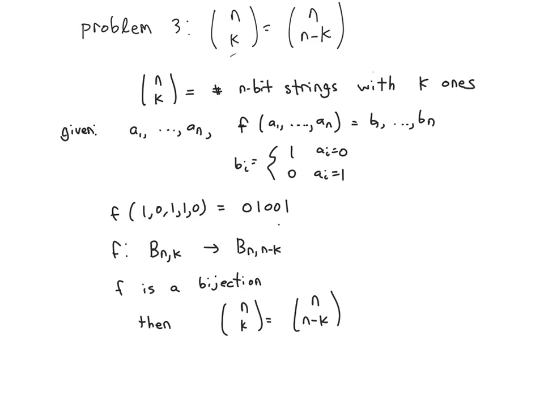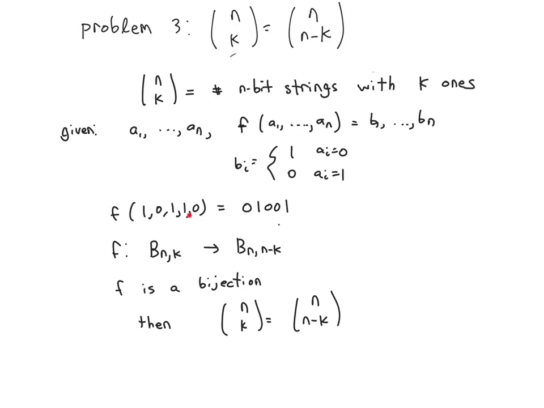Well, one way to do this, that's the subset notion. I'll use the bit string interpretation. So this is the number of n bit strings with exactly k ones. And this would be the number of n bit strings with exactly n minus k ones. Well, how could we actually match these things up? Given a sequence a1 through an, a bit string, we'll define f to be a new bit string. Basically, it's swapping the roles of 1 and 0, where ai is 0, bi is 1. Where ai is 1, bi is 0. So for instance, it sends the sequence 10110 to the sequence 01001.